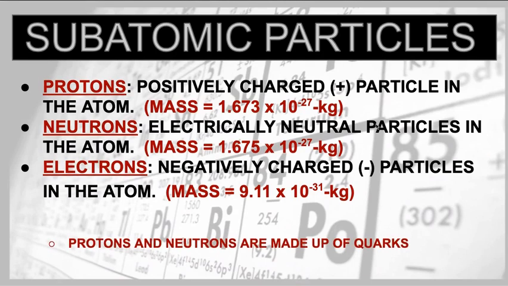Okay. Now, there are these things called quarks that protons and neutrons are made up of, and that are even smaller than protons and neutrons, that we've just kind of recently discovered within the last decade or so. And for us, there's not much to know about them at this point, but it's important to know that there are these smaller subatomic particles that make up the protons and the neutrons.